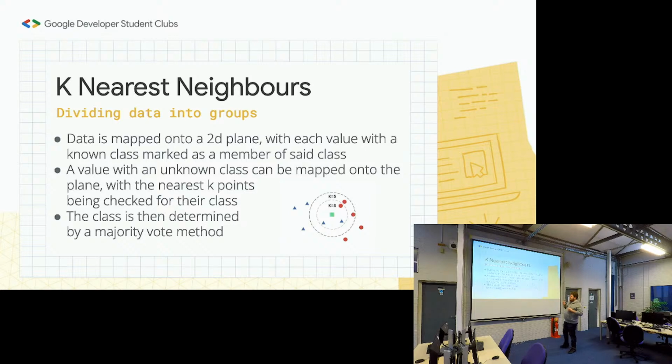And so the class is determined by a majority vote, so you figure out the minimum circle for that value K, and then you count how many data points are in there, and then you do a majority vote. So next slide, please, Sam.